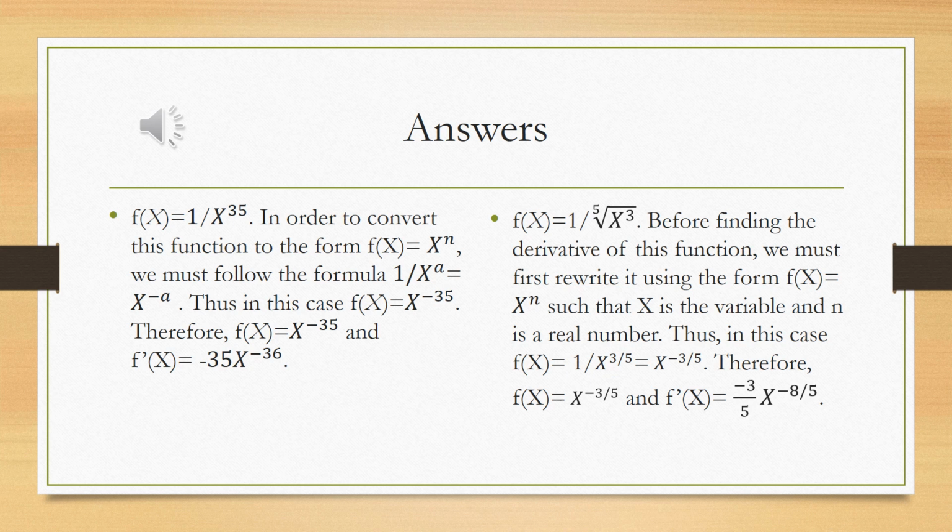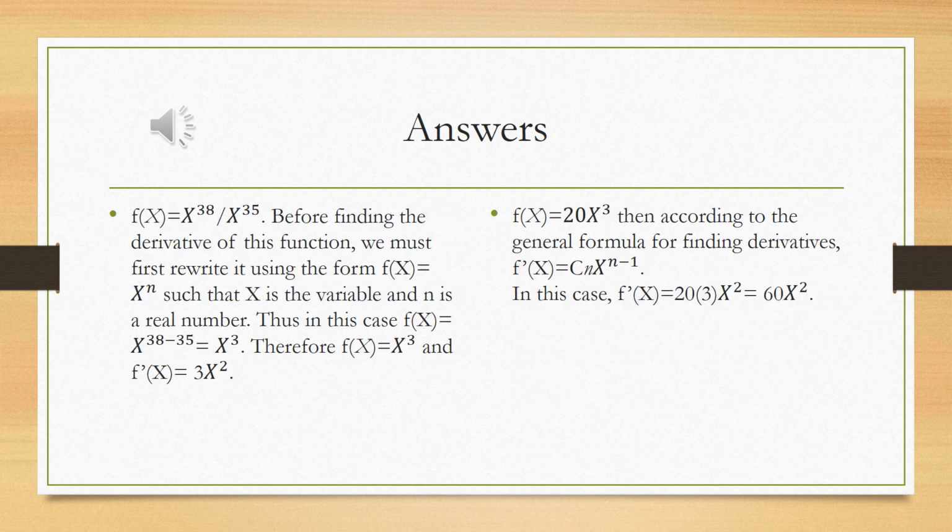f of x equals 1 over the fifth root of x cubed. Before finding the derivative of this, we must rewrite it using the form f of x equals x to the power n, such that x is the variable and n is a real number. In this case, f of x becomes 1 over x to the power 3 over 5, which is equal to x to the power minus 3 over 5. So f prime of x will become minus 3 over 5 x to the power minus 8 over 5.